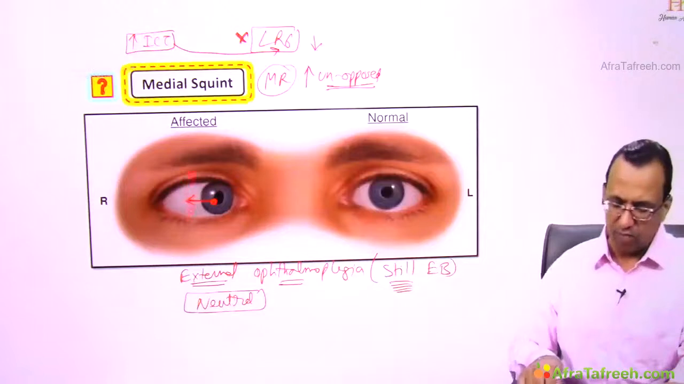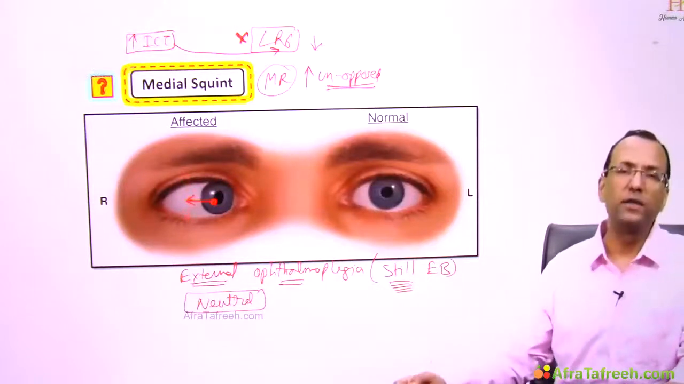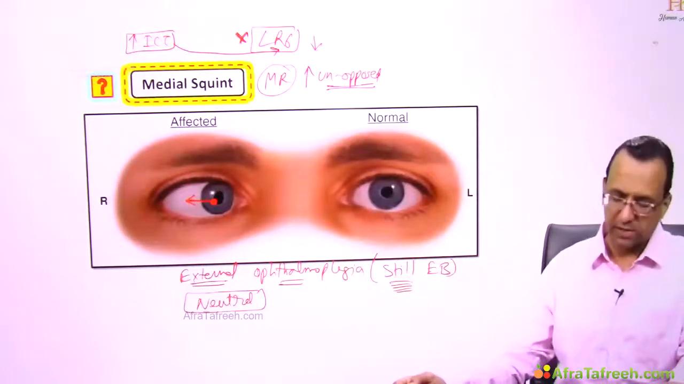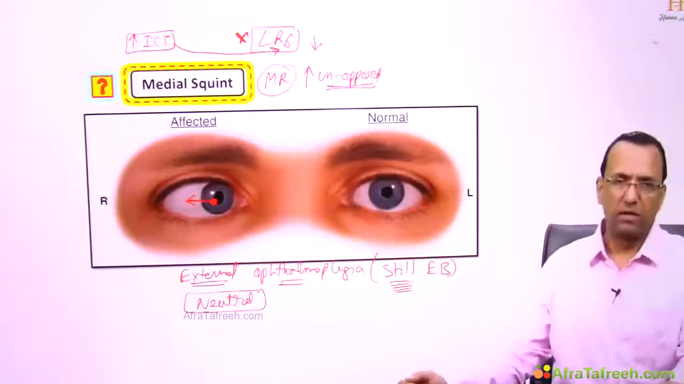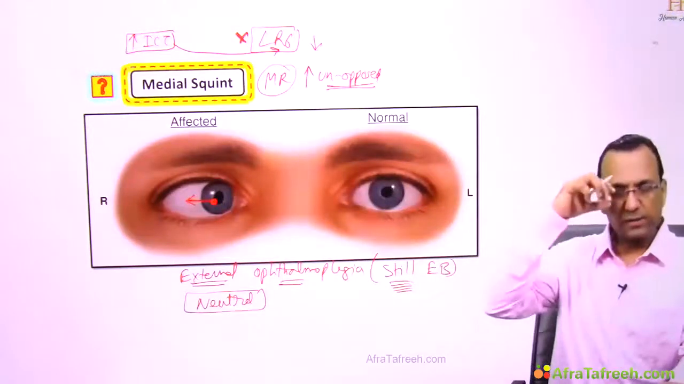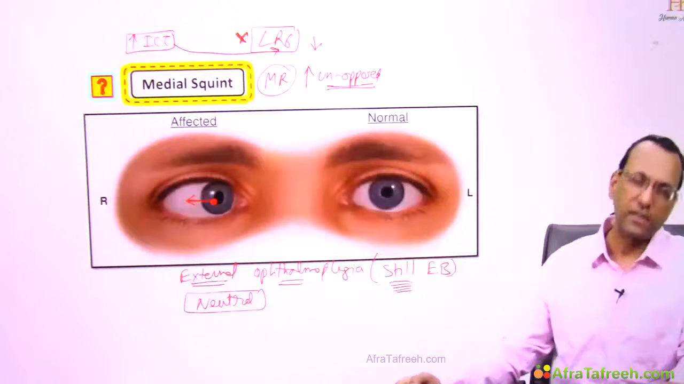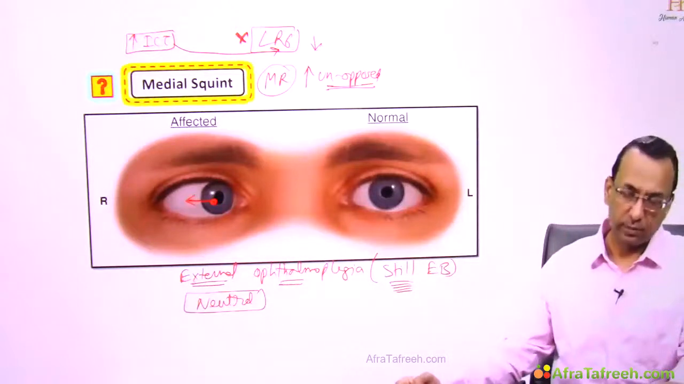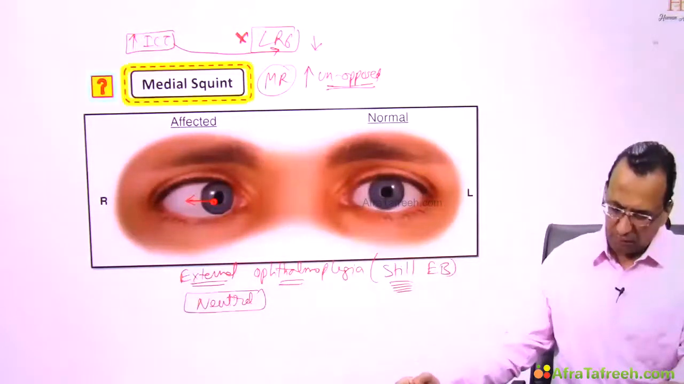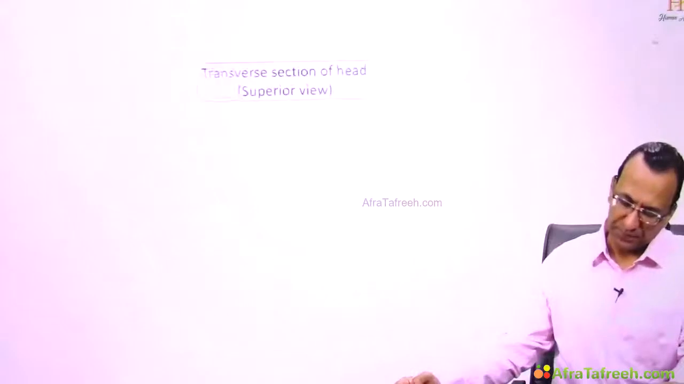Can we discuss more about that? Yes, we'll do that. Definitely. But this is the briefing of cavernous sinus thrombosis, presenting with medial squint. Later, there can be more problems. Now, once we have talked about medial squint, fine.